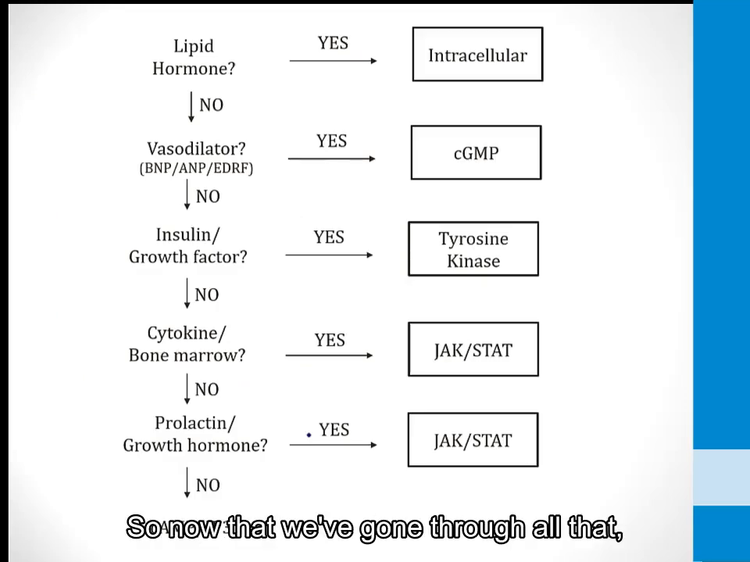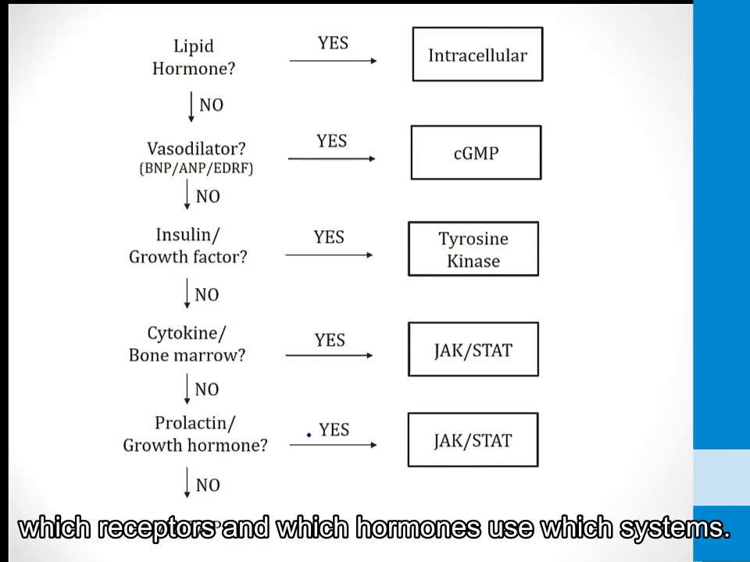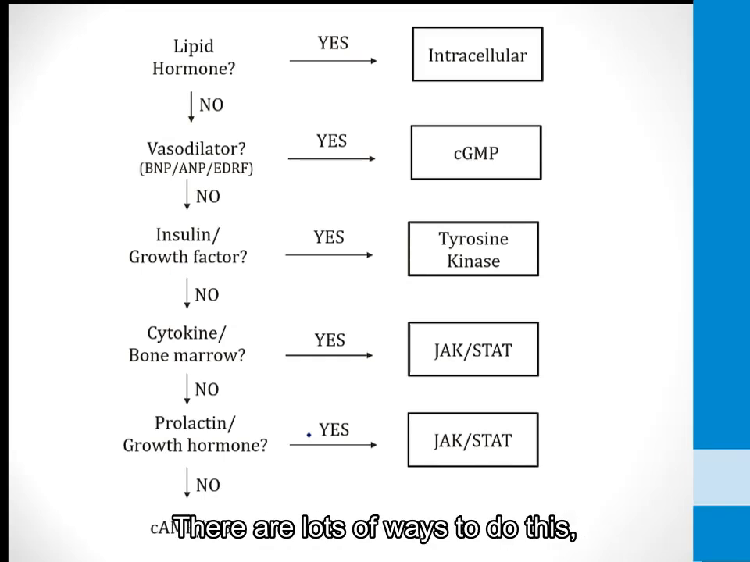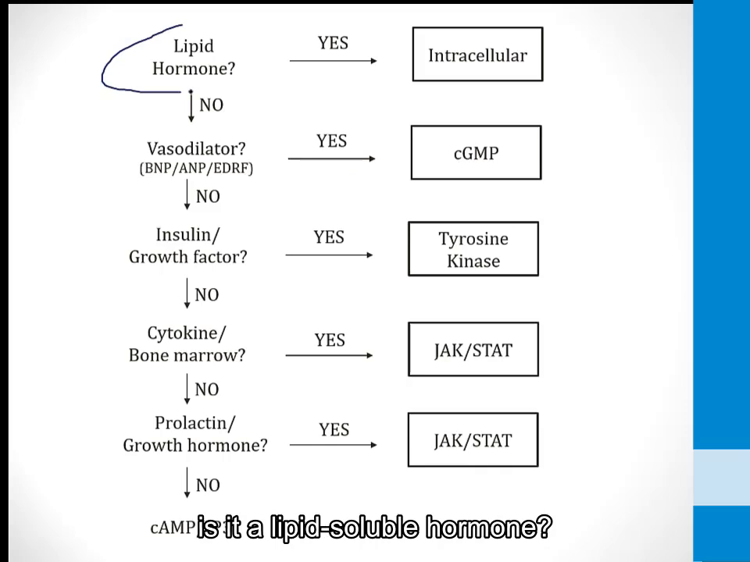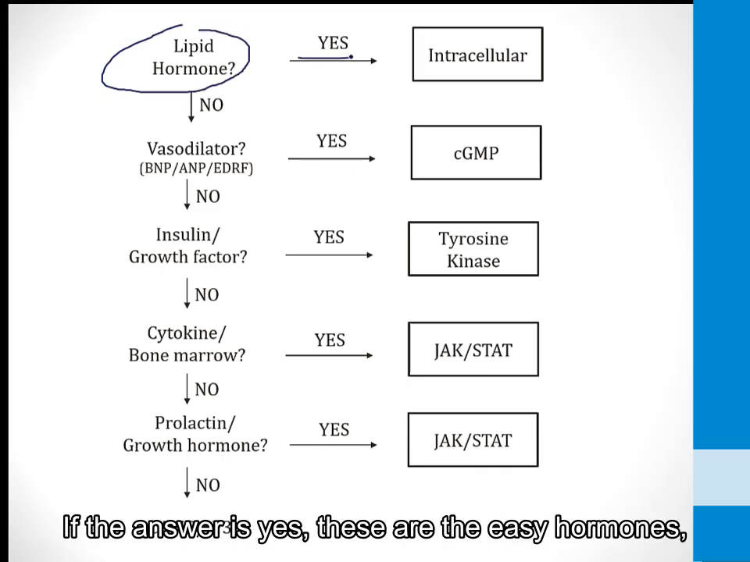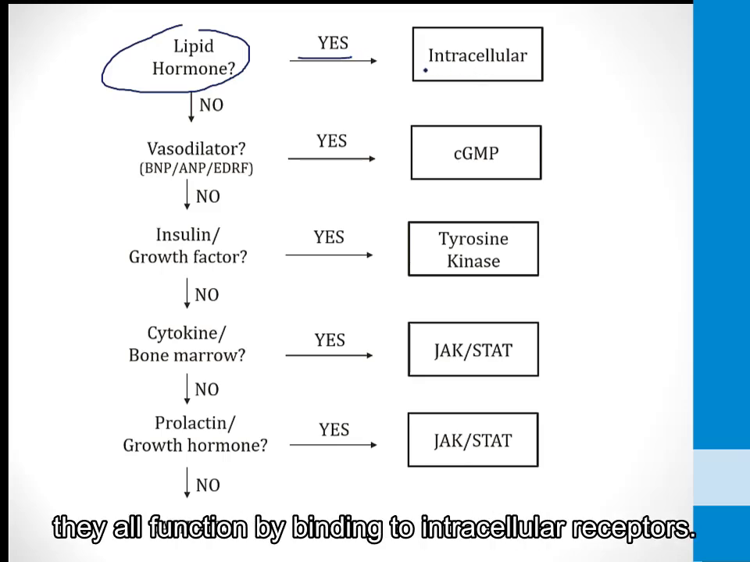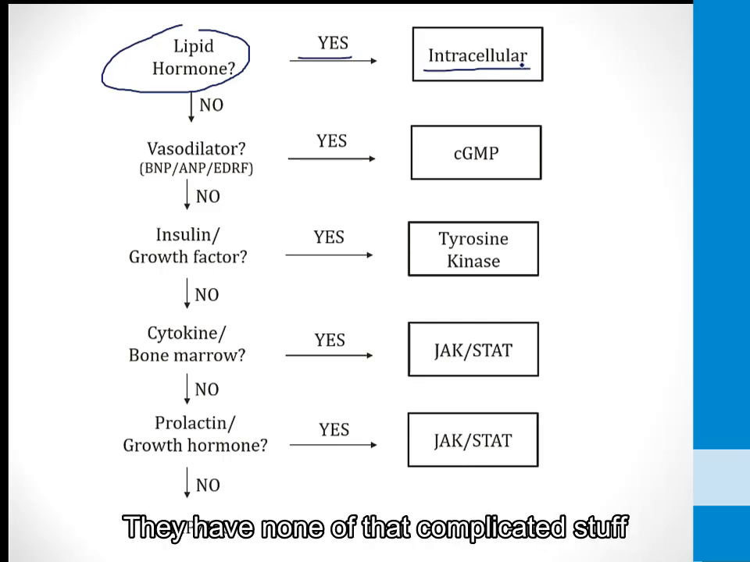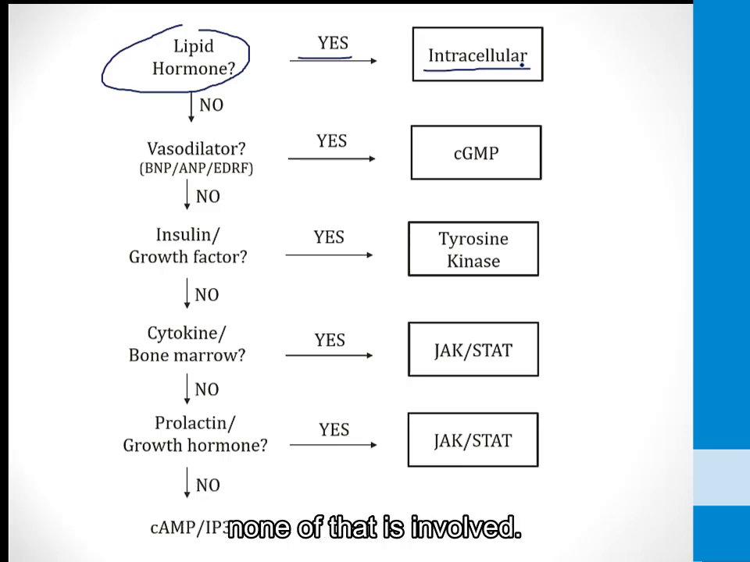So now that we've gone through all that, let me give you my system for remembering which receptors and which hormones use which systems. There are lots of ways to do this. You don't have to use my system, but this is what's worked for me. So the first question to ask yourself is it a lipid-soluble hormone? If the answer is yes, these are the easy hormones, the steroid hormones, thyroid hormone. They all function by binding to intracellular receptors. They have none of that complicated stuff like tyrosine kinase receptors, G protein, second messengers. None of that is involved.